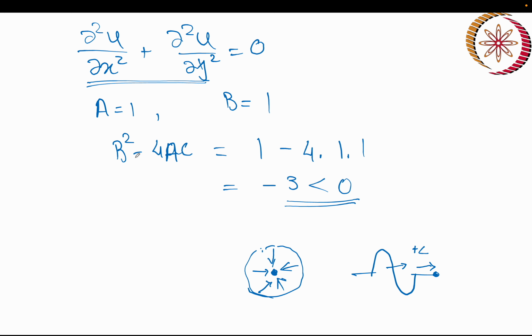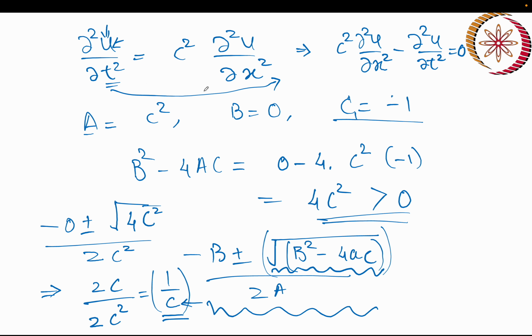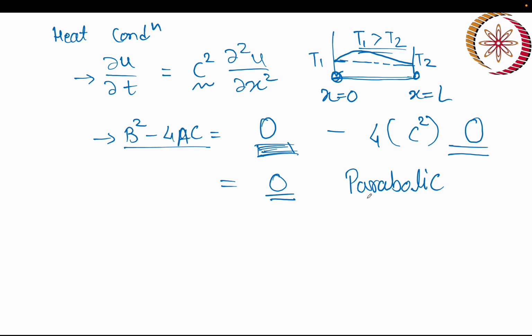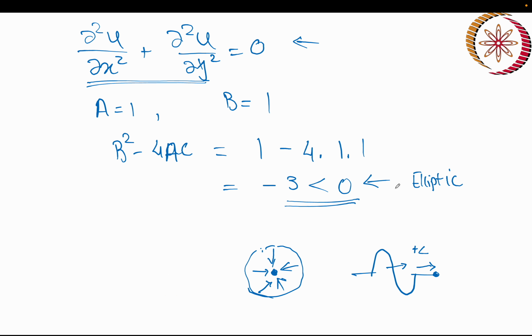So this actually corresponds to, because the discriminant is negative, it corresponds to the elliptic. This is the wave equation, and this is hyperbolic, and we saw the heat conduction equation, which is parabolic.